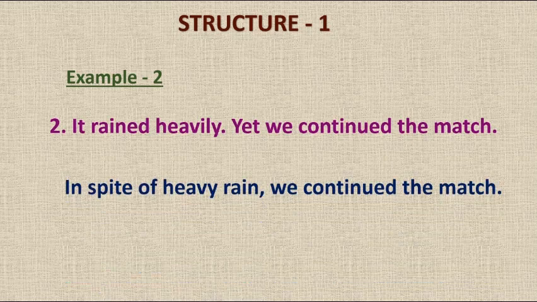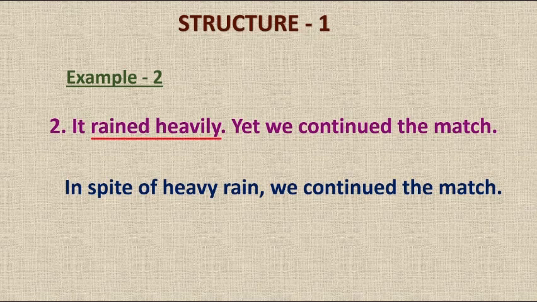Let us see what changes we made here. We started the sentence with in spite of. Then look at this, rained heavily. Rained is a verb and heavily is an adverb. So this phrase is a combination of both verb and adverb. The best possible noun form for this is heavy rain. So we replaced rained heavily with heavy rain.